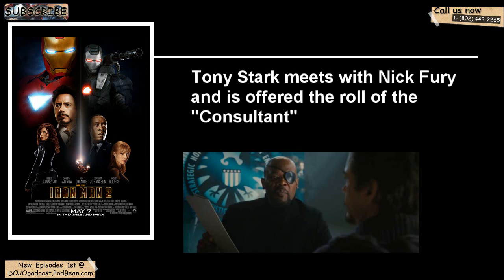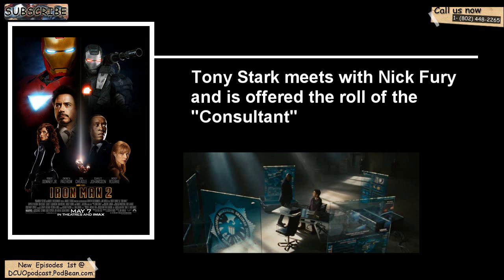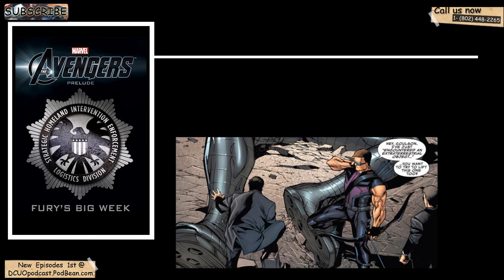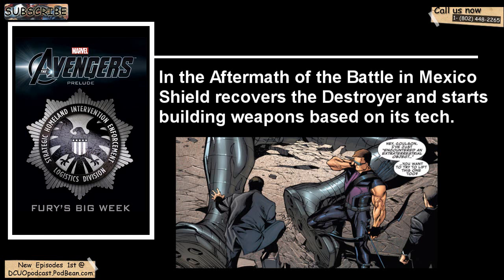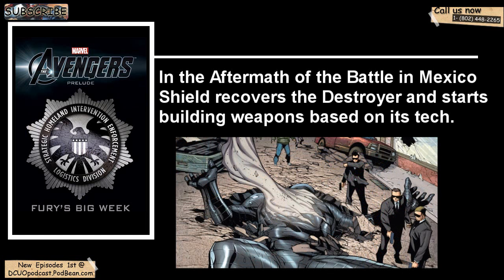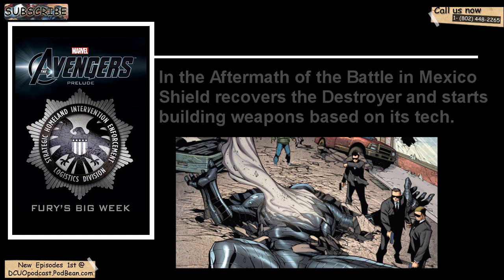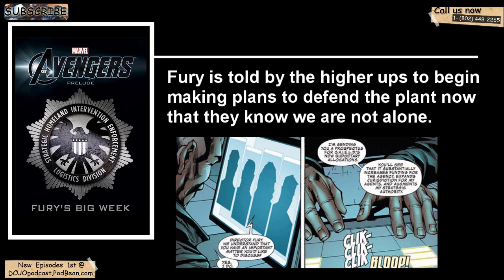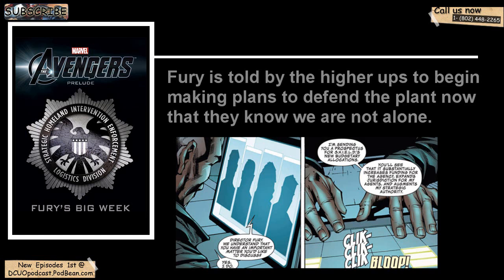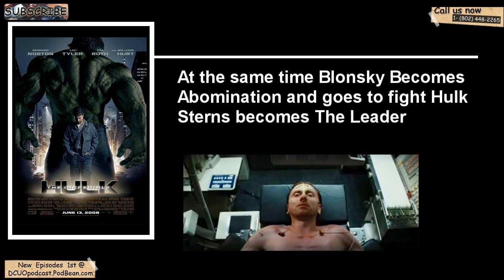During the same time, at the end of Iron Man 2, we see that the consultant, aka Tony Stark, is getting debriefed about the Avengers Initiative. On the screens, we can see the Hulk incident as it's happening, and also, this is when S.H.I.E.L.D. is sent in to recover the Destroyer armor and start building weapons based on the tech. Fury is then told by the higher-ups that they need some sort of plan. Fury decides that he knows exactly what to do, because we are not alone.